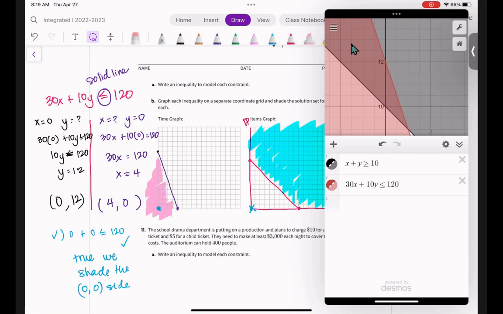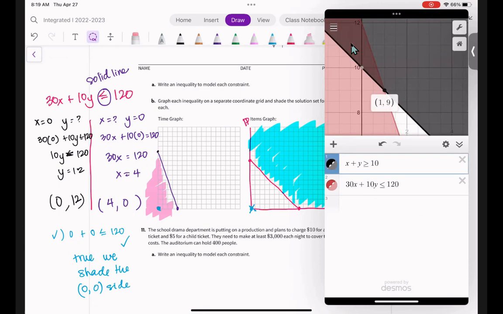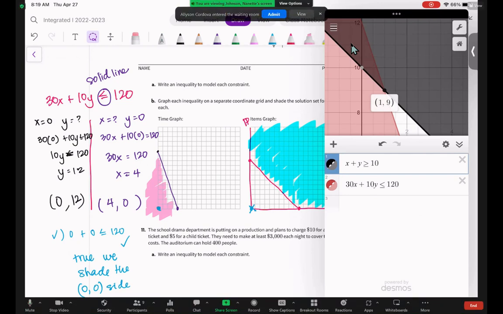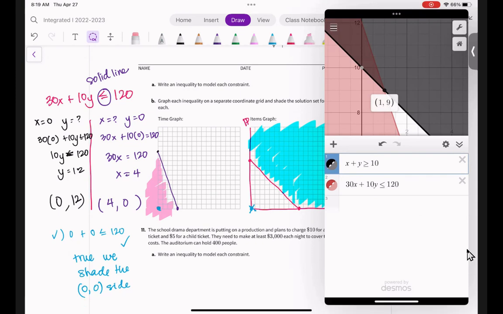When I was watching some of your flip grids, that's where you all messed up. Some of you were saying, oh, the solution is right here, this point. No, the solution is all the points where the graph is shaded both red and black. Does that make sense? Both red and black.